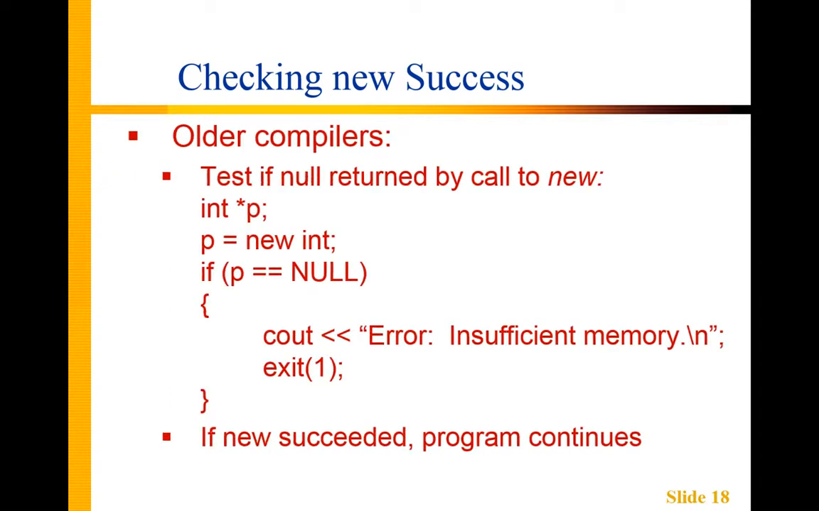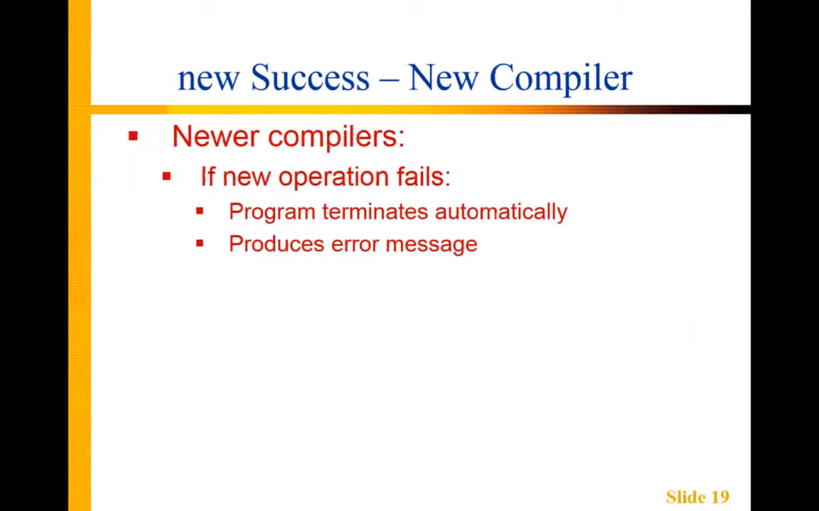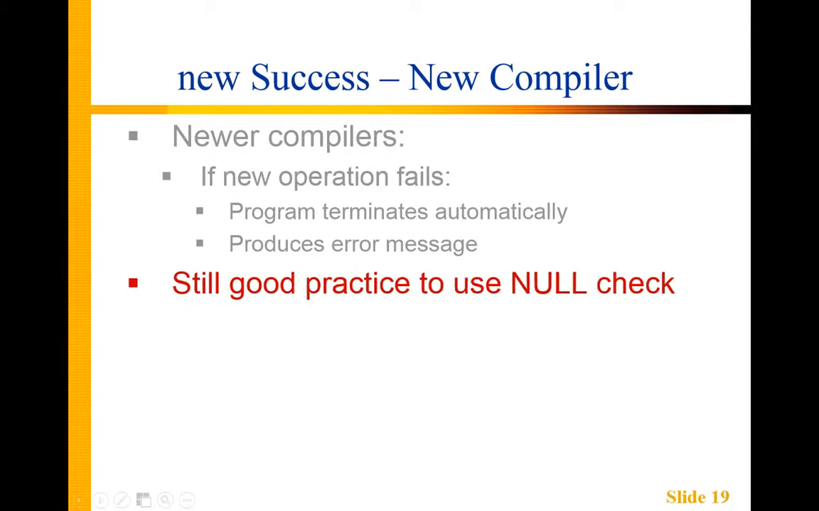In the past, with older compilers, you would check to see if there was sufficient memory or not. With the new compilers, you basically use the new operation. If it fails, the program will automatically terminate rather than crashing and producing error messages. It's also good practice to use null. Whenever you declare a pointer, it's good to assign null to it, generally, if it's not pointing to anything.